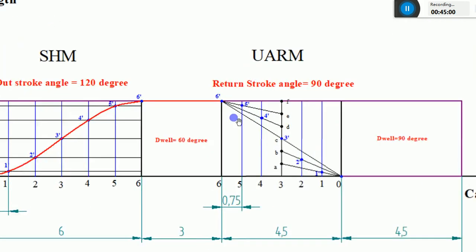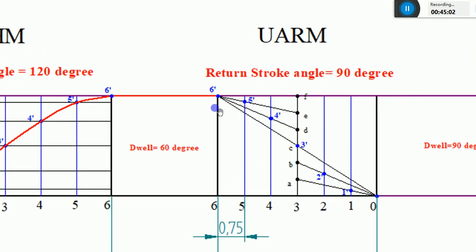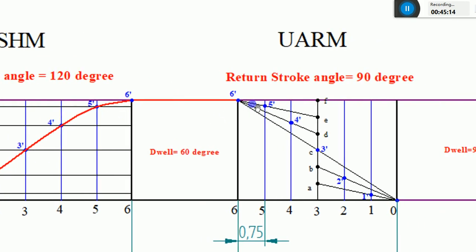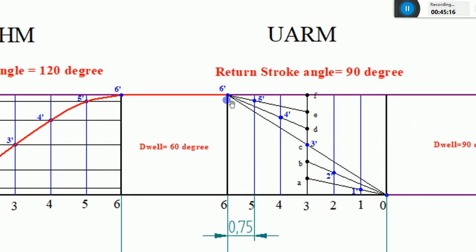So you can see the first intersection point. I'll take this as a continuation from the previous angle, that is the outstroke angle. This is a rising curve. After that there's a dwell, so I'll start from here and continue from here. So this is 6 dash. Since it is coming down, I'll take it in the reverse manner, that is 6, 5, 4, 3, 2, 1.